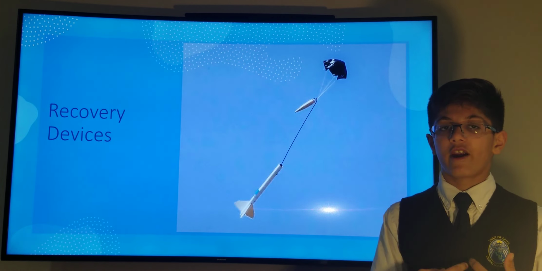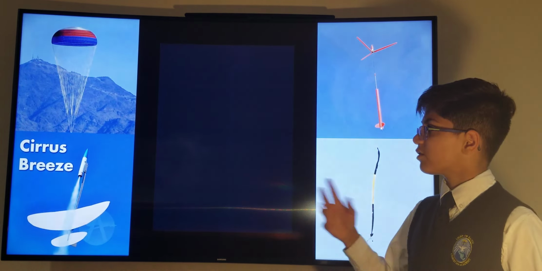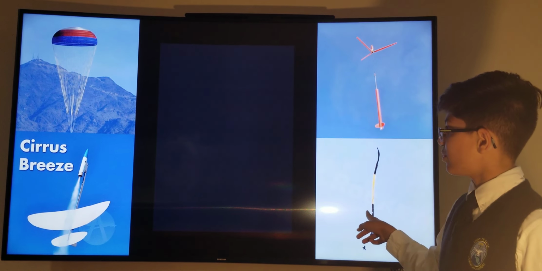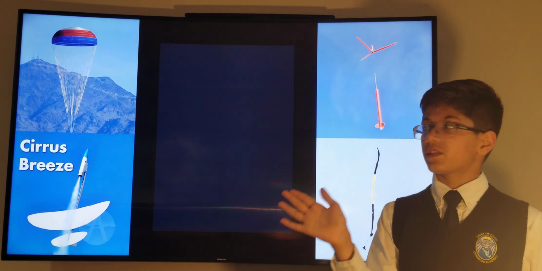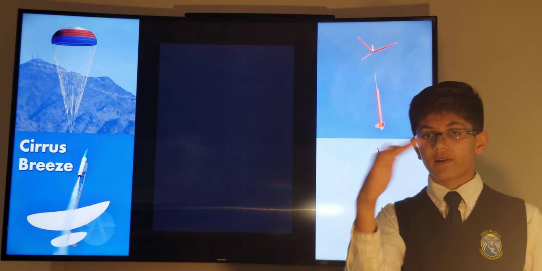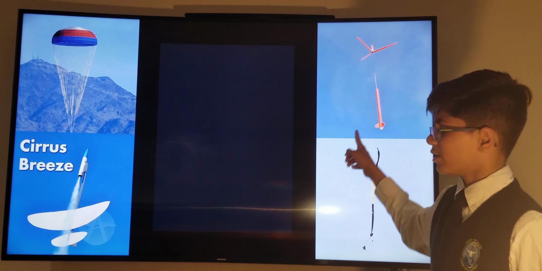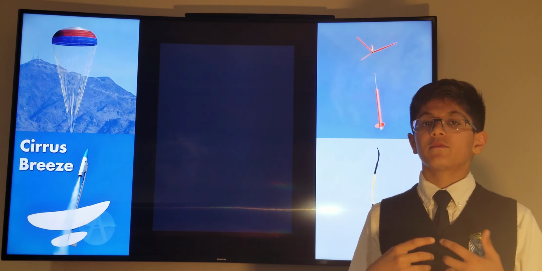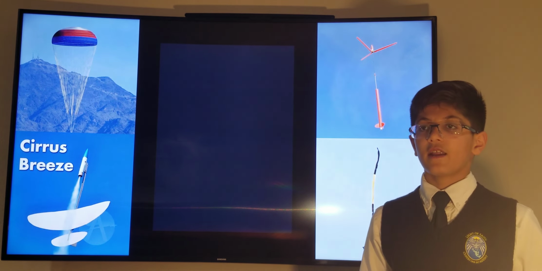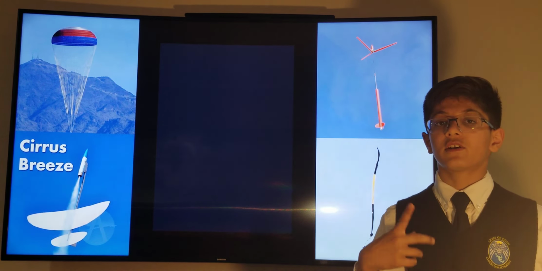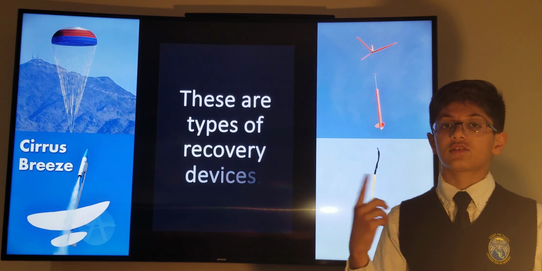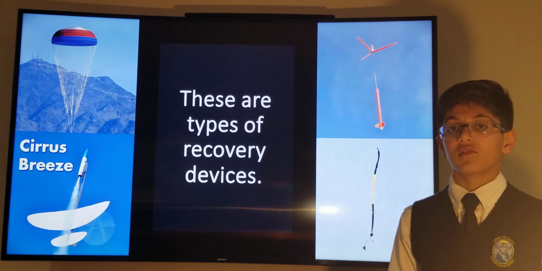These are the different varieties of recovery devices. The first one I'm going to be talking about is a streamer. A streamer is a long piece of nylon fabric that flaps around in the air to produce lots of drag. Next is a helicopter. A helicopter deploys just like a parachute and releases 3 rotating fins that produce lots of drag to slow down the rocket and gently land.